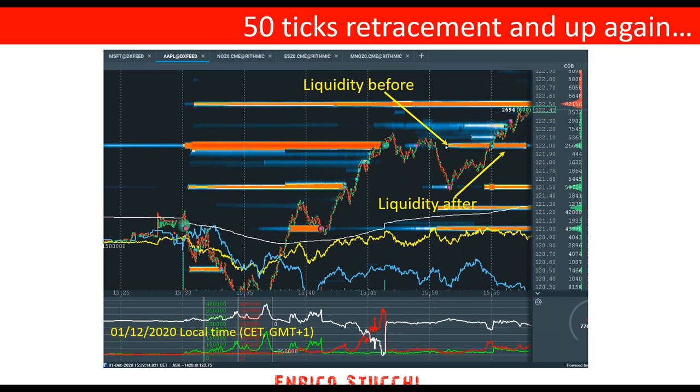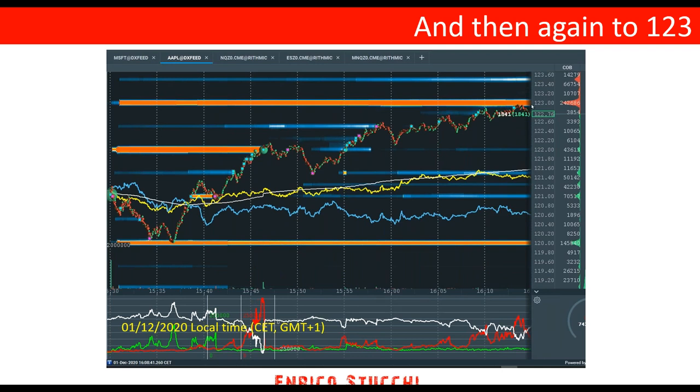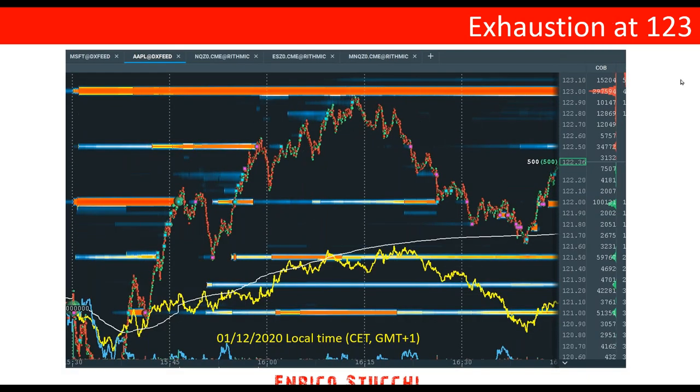This is liquidity before price. And this is liquidity after price. So this is a book flipping. And then again, the price goes to 123, 22, 20, 250, and 23. Okay, exhaustion here. Another exhaustion example. Okay, and the price goes down 50, 100 ticks.